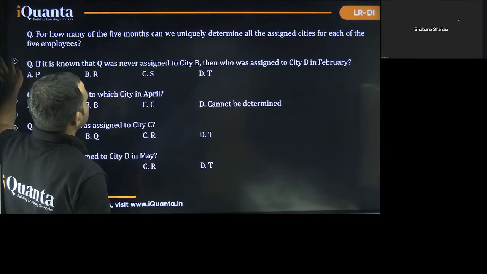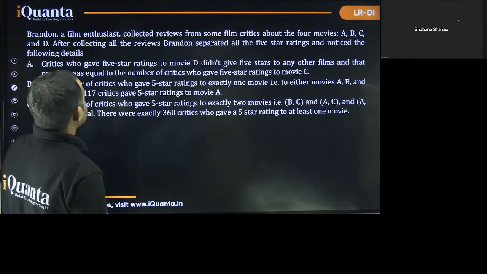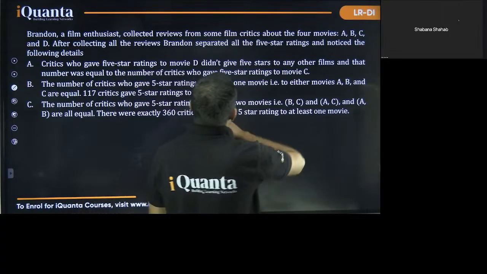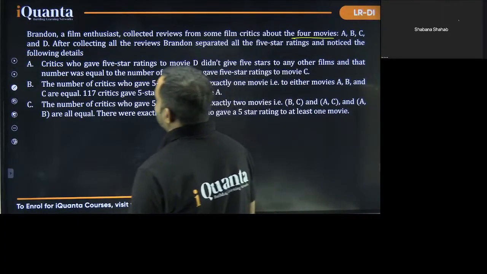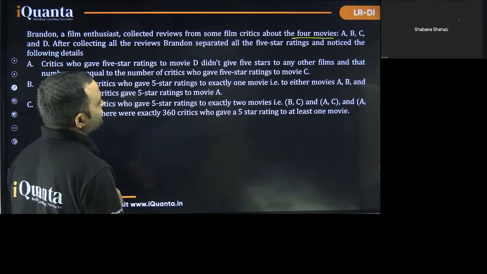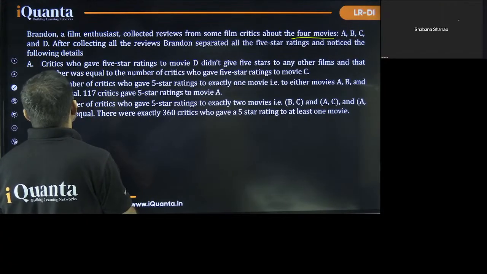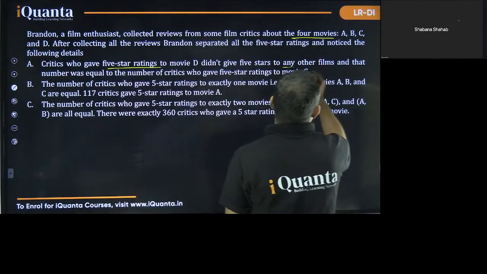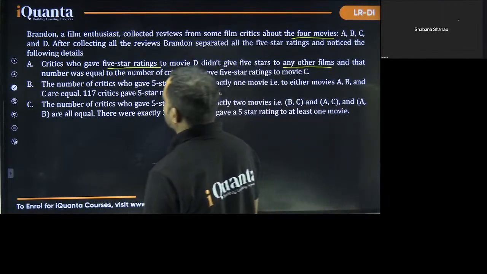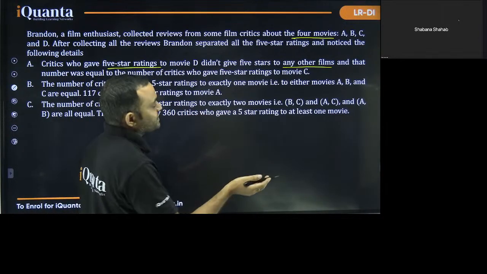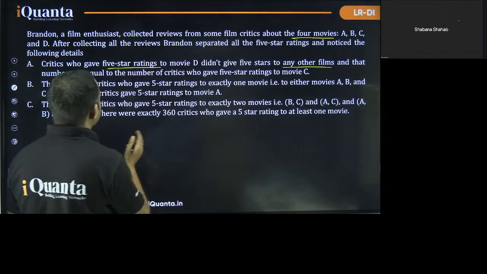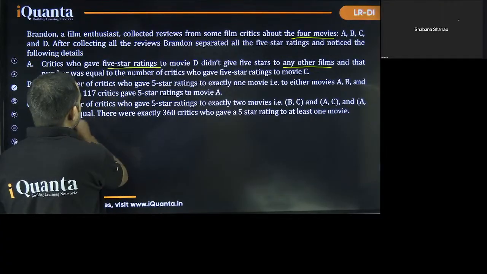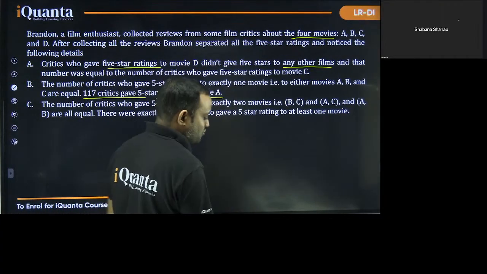Okay, then as I said, this was an easy set. Then comes the fourth one. It says Brandon, a film enthusiast, collected reviews from some film critics about the 4 movies A, B, C and D. After collecting all the reviews, Brandon separated all the 5-star ratings, and he noticed the following details. Critics who gave 5-star ratings to movie D didn't give 5 stars to any other films, and that number was equal to the number of critics who gave 5-star ratings to movie C. And then the number of critics who gave 5-star ratings to exactly one movie, either movie A, B, C or D, are equal. 117 critics gave 5-star ratings to movie A.